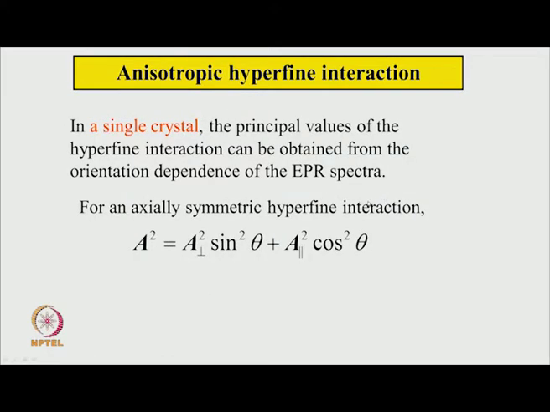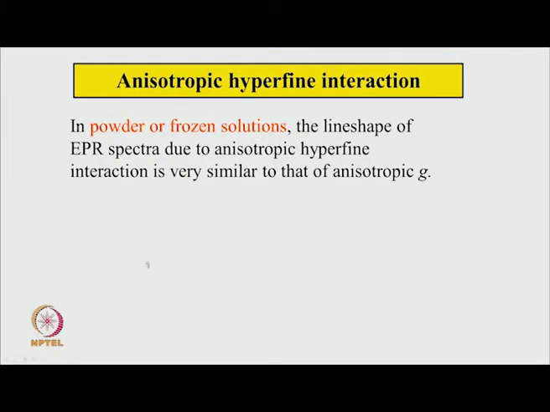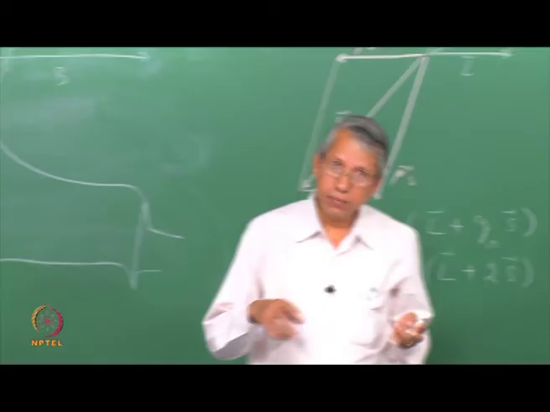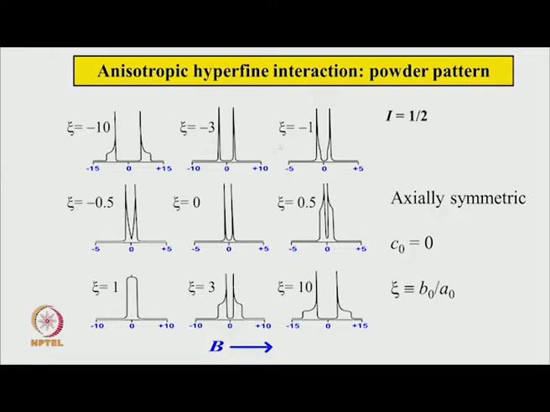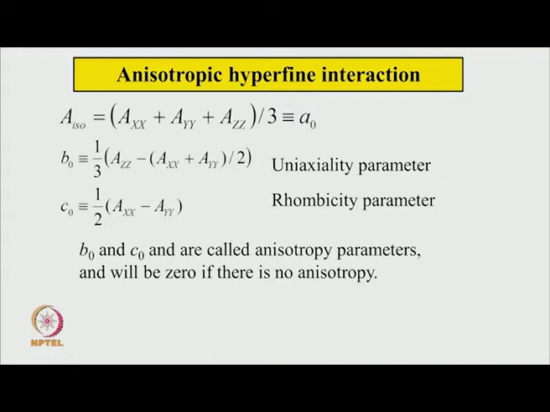Now, again in a single crystal, in principle one can find out the orientation dependence of the EPR spectrum, and in the axially symmetric case, this equation looks very similar to G anisotropy. And in frozen solution again the same type of relationship can be derived as we did for G anisotropy. Now, here are some types of patterns we can get. Axially symmetric, I is half, if C0 is 0, that is axially symmetric. Now, B0 defines how far it is deviating, the uniaxiality parameter here.